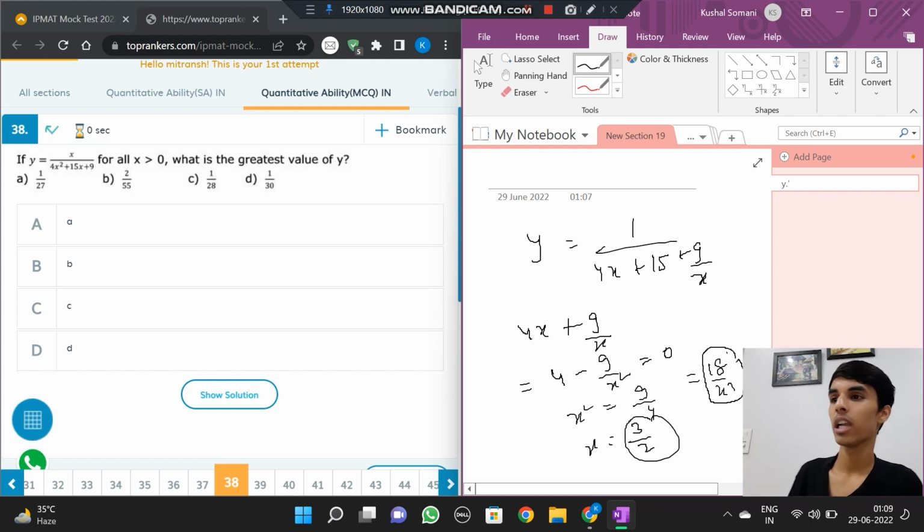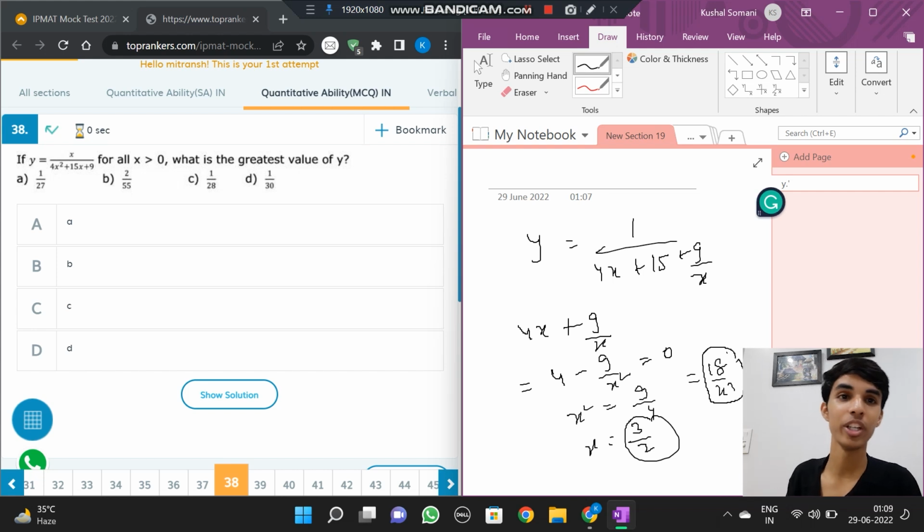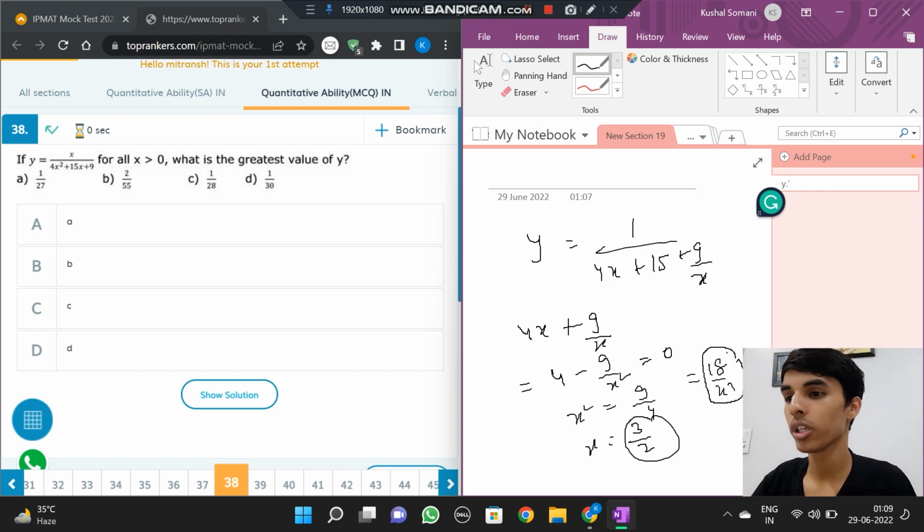So now we can calculate the value of y at x equal to 3 by 2, and that will provide us the greatest value of y. I think it was an easy question, just dividing by x. After that, we just need to calculate the minimum value of the denominator to get the maximum value of y. Easy one. Let's move on to the next question.